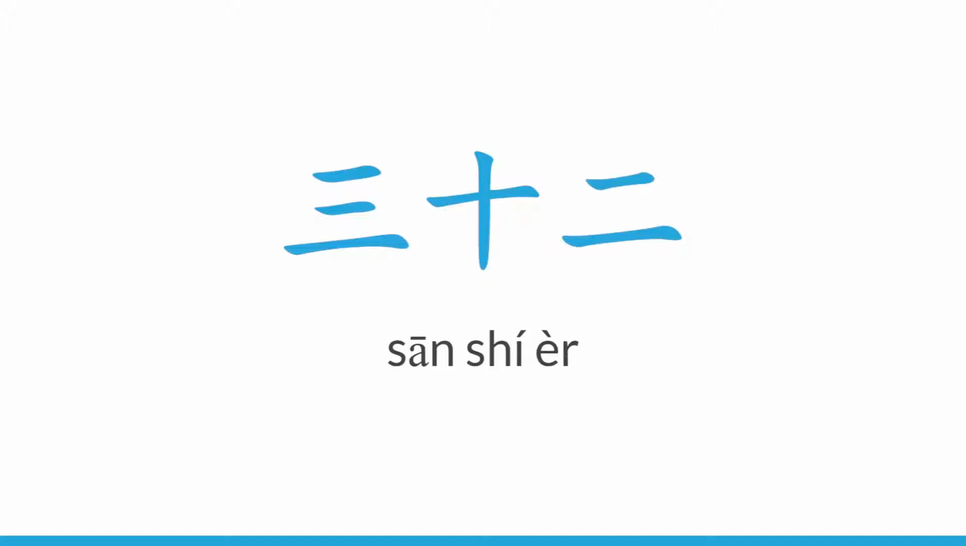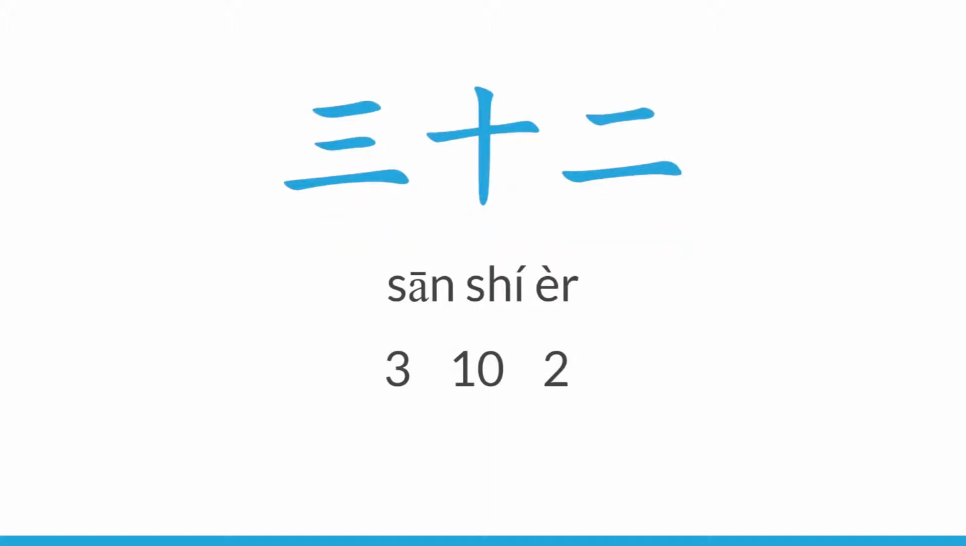In fact, you already know those 3 characters. Take a look. 三十二. 3 is 三, 10 is 十, and 2 is 二. Now, before you try to add them all up, this one is slightly different. This one is actually 3 times 10 plus 2, which equals 32. And this is how we say 32.